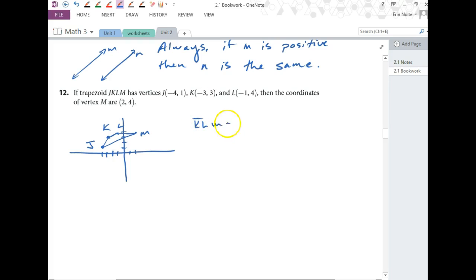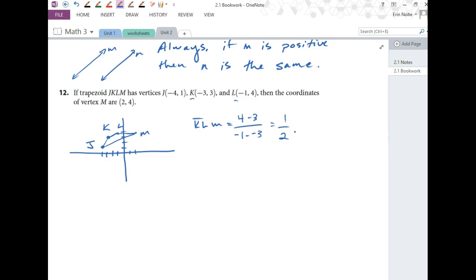KL slope is, it's really hard to see on my graph, so I'm going to use the points if that's okay with you guys. So I'm going to use K and L. So I would go 4 minus 3 over -1 minus -3. So that would be 1/2, right? We all agree with that?